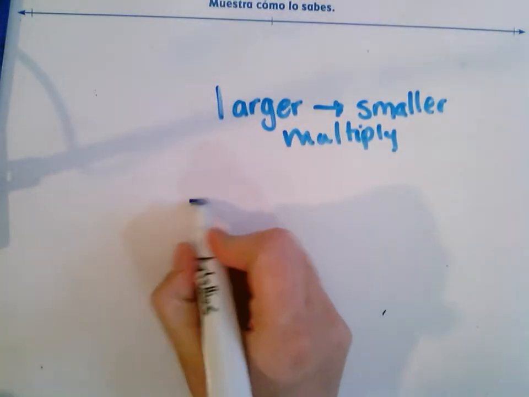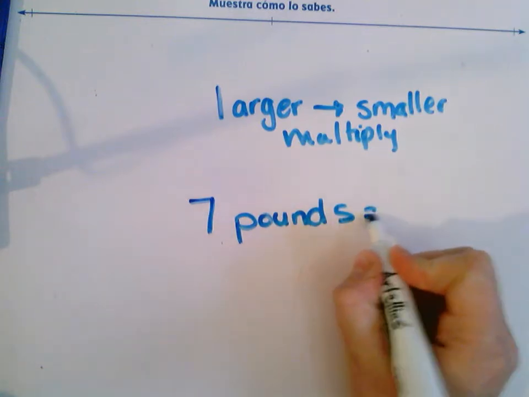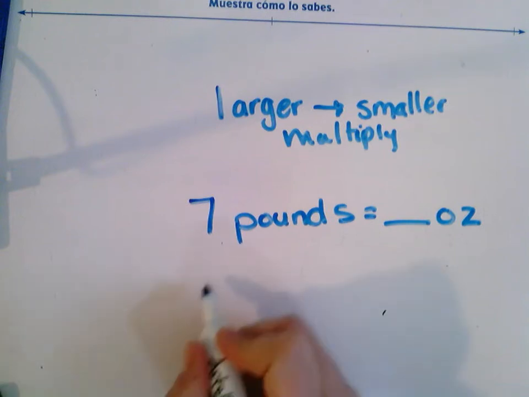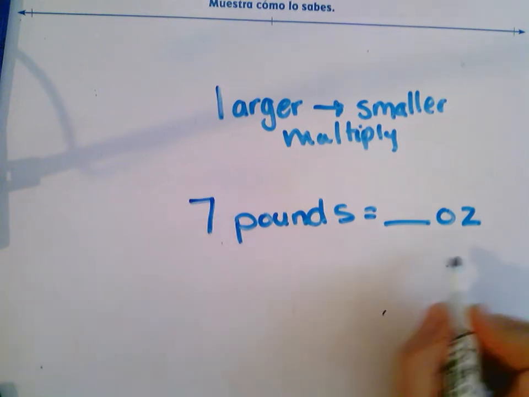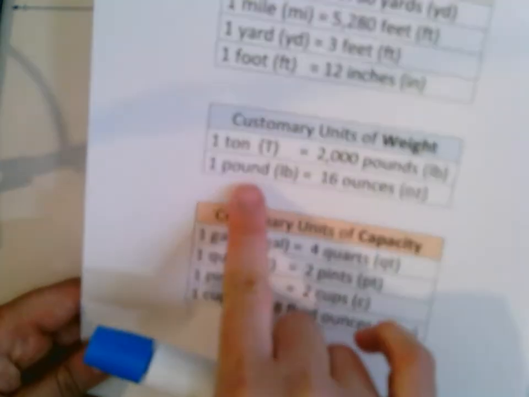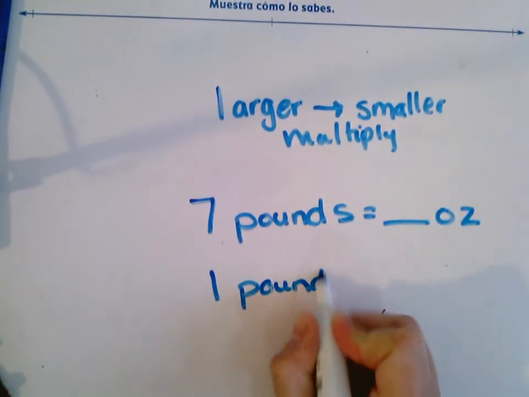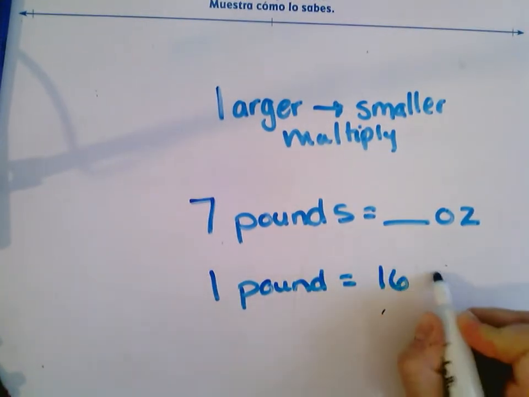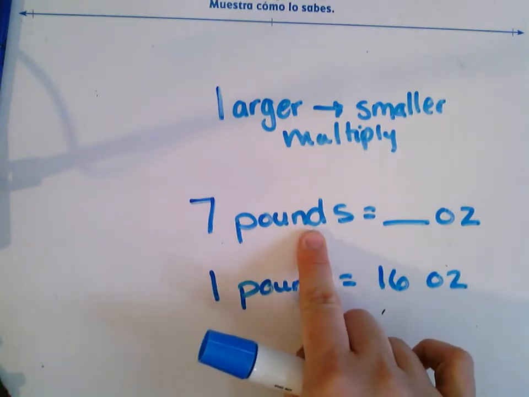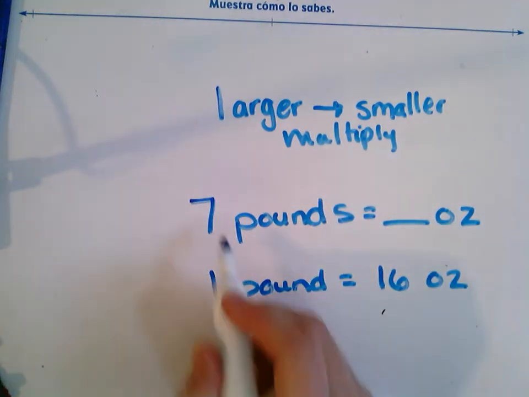What if I had 7 pounds? 7 pounds is how many ounces? So again, I want to think about 1 pound. I'm going to use my chart. 1 pound equals 16 ounces. I know my larger unit, which is pounds. I'm trying to find my smaller unit, which is ounces. So I'm going to multiply.